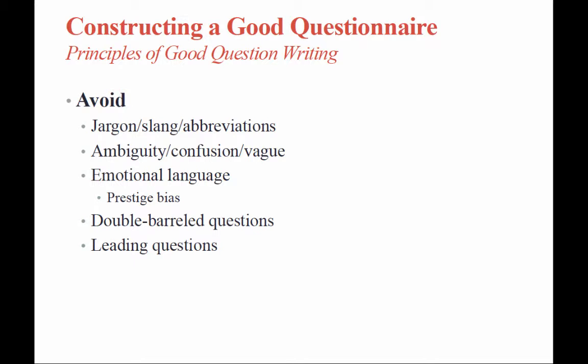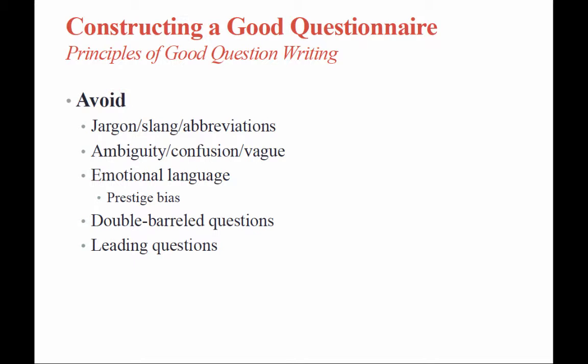Obviously, you don't want to have your questions be confusing or vague, but you also want to avoid emotion. You want your questions not to be leading, so that you don't encourage the respondent to give you a particular answer. And you also want to avoid the double-barreled question. This is where you have more than one issue going on in the question, and so the respondent might be confused or give you an ambiguous answer.